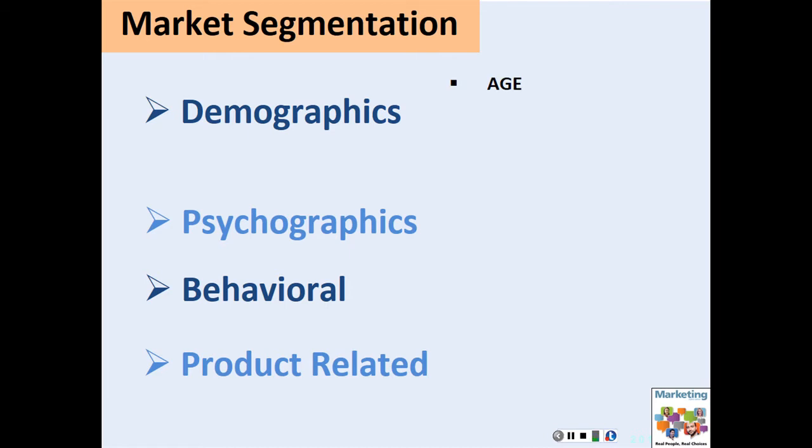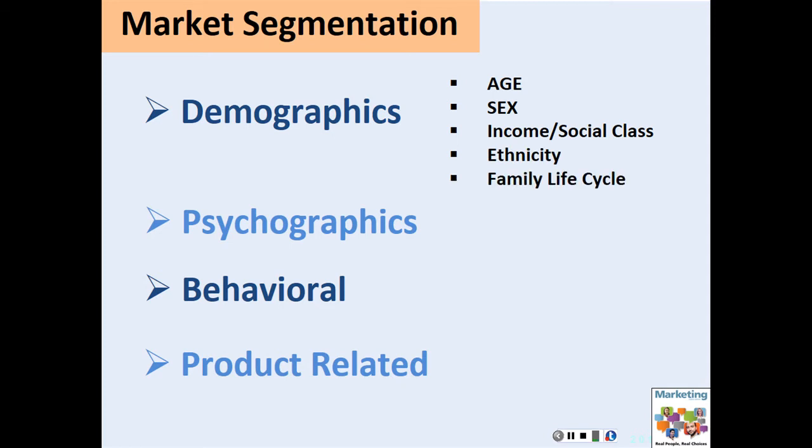So demographics, we all know what demographics are. Your age is a demographic, your sex or gender is a demographic, your income or social class is a demographic, your ethnicity is a demographic, your family life cycle. We talked about these ideas again in the previous chapter. Family life cycle simply means whether you're single, you're married, you have a small child, you're an empty nester, and so on.